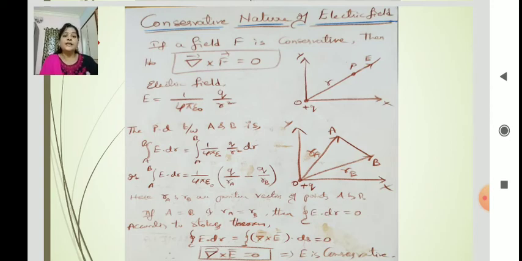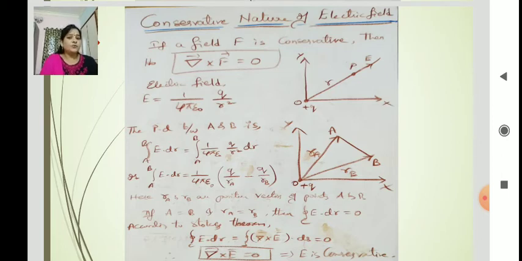Now if we consider any two arbitrary points in this space, A and B. The position vector of A is RA, and RB is the position vector of point B. Then the integral from A to B of E dot dr is equal to the integral of 1 by 4 pi epsilon naught Q by r square dr. We know that the electric field intensity is 1 by 4 pi epsilon naught Q by r square.